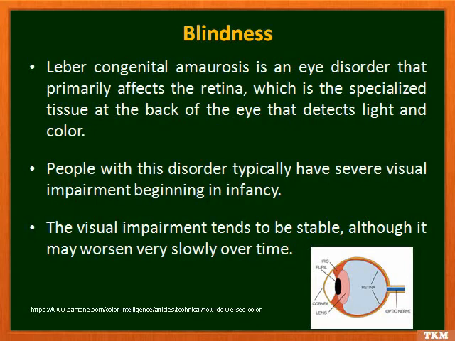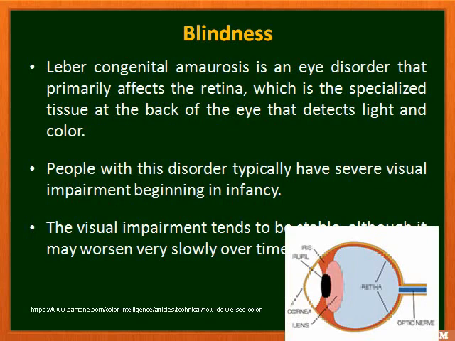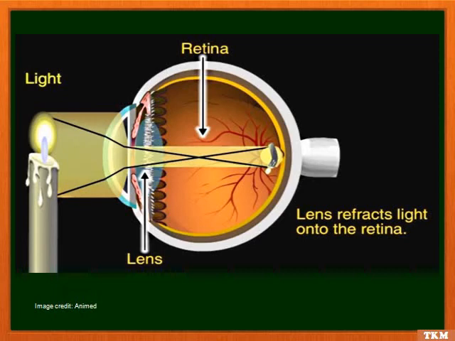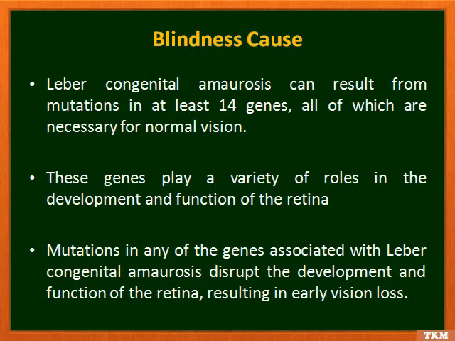So this is a normal eye if we take a look. The retina, cornea, iris, pupil, lens, optic nerve. If you see, the light enters through the lens, wherein the lens refracts the light onto the retina. So this Leber congenital amaurosis can result from mutations in at least 14 genes, all of which are necessary for normal vision. These genes play a variety of roles in the development and function of the retina. Mutations in any of the genes associated with Leber congenital amaurosis disrupt the development and function of the retina, resulting in early vision loss.